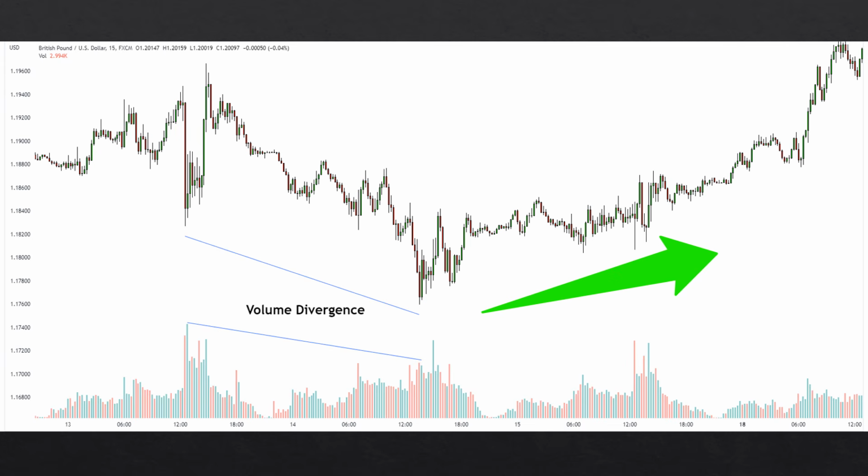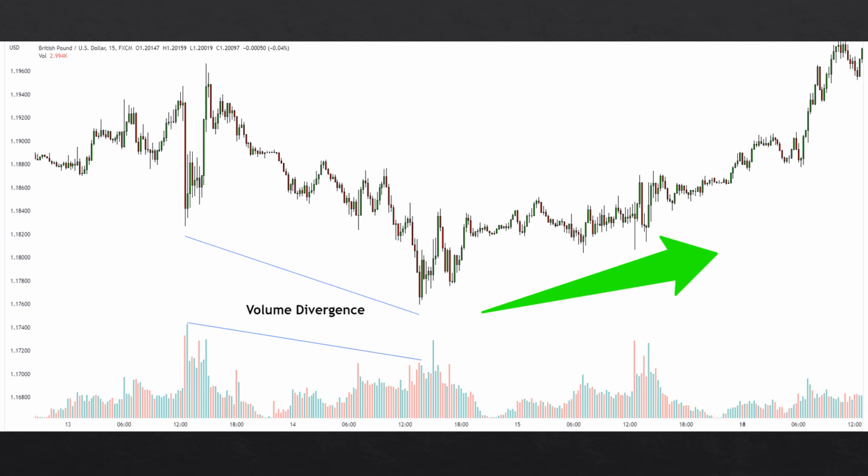In this other chart, we can see an example of volume divergence in a downtrend. Notice how price is creating a lower low, but the relative peaks in volume are creating a lower high. That means that the second price movement down has a lower activity than the first one, which makes it weaker. We can see that price reversed to the upside right after the volume divergence.